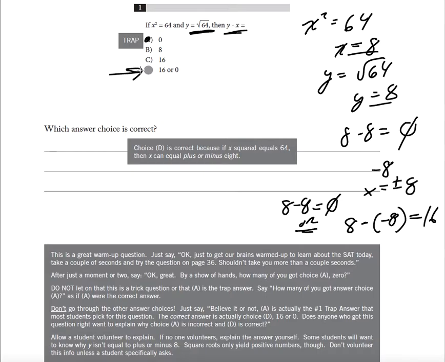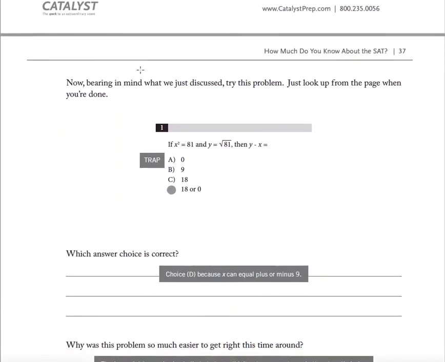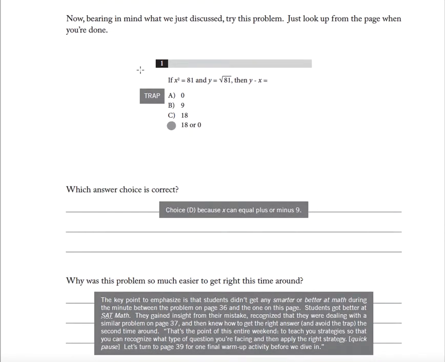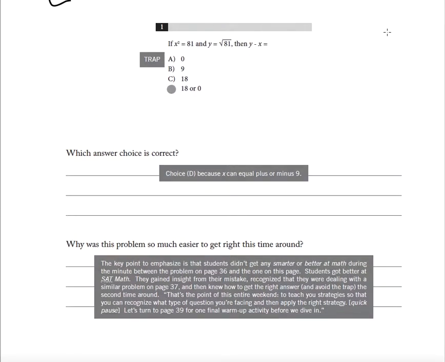Okay, so now that we're back, we're going to segue here, and the next thing you'll do is have students do page 37. So you'll say, as it says up here, bearing in mind what we just discussed, the fact that x squared equals 64, therefore x equals plus or minus 8, I'm going to give you guys about 10 or 20 seconds now to try this problem on your own, and you'll give them about 10 or 20 seconds. They'll try this problem.